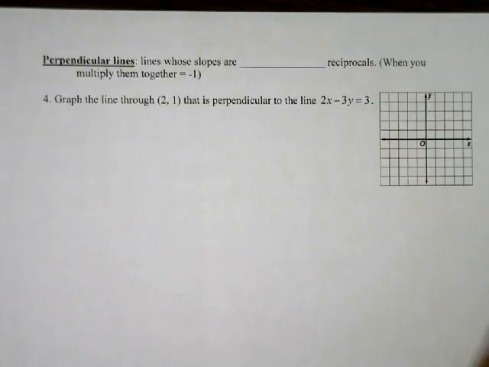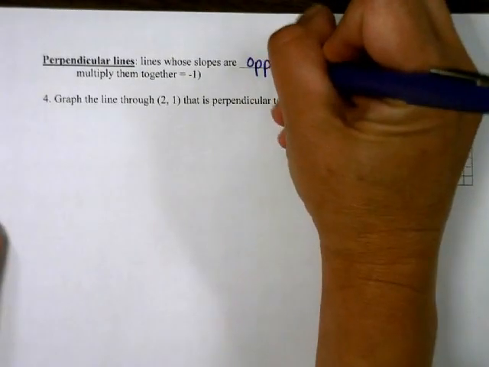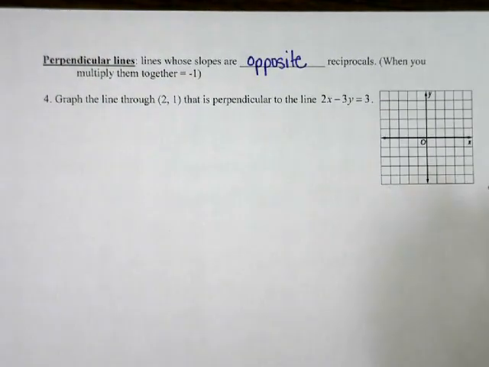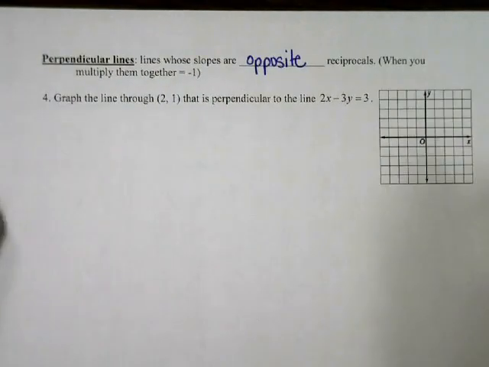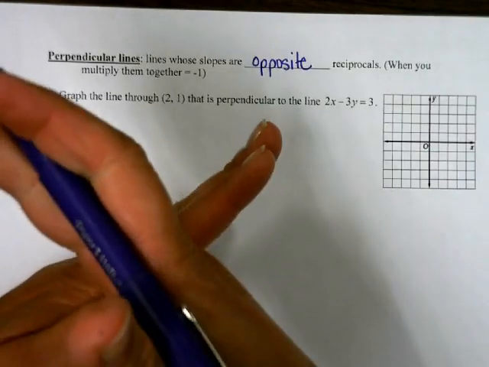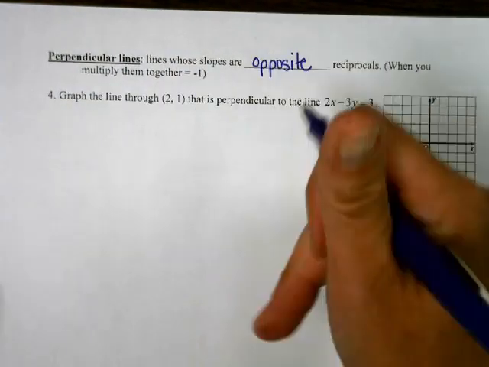Perpendicular lines are lines whose slopes are opposite reciprocals. When you multiply them together, you get -1. So the keyword is opposite: one has to be positive, one has to be negative. And reciprocal means I'm going to flip the fraction.